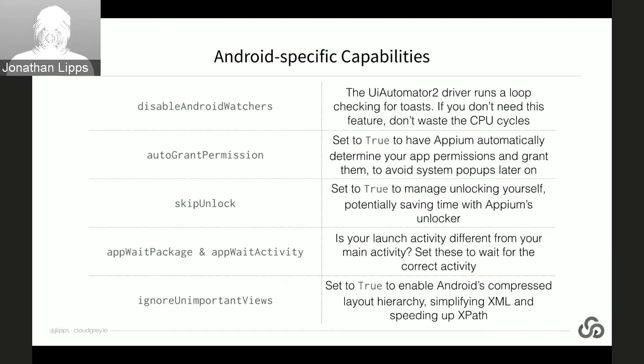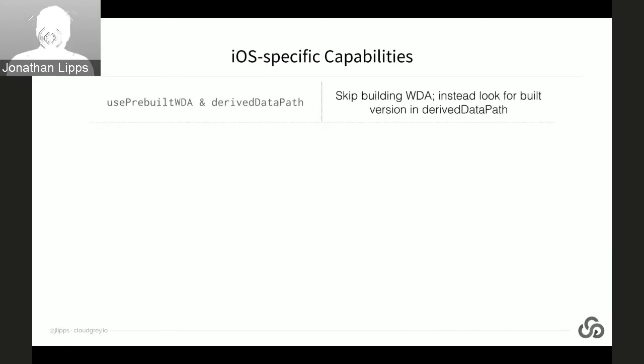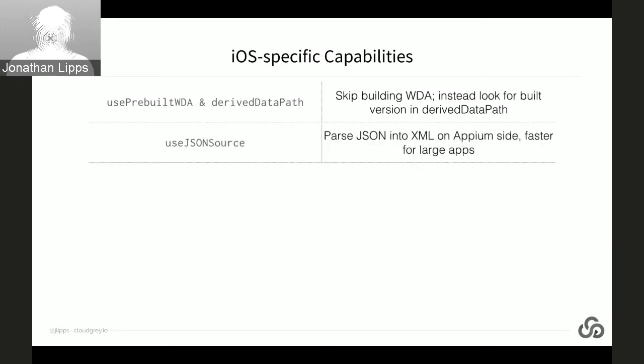Finally, there's a capability called Ignore Unimportant Views, which basically toggles an Android switch, which generates a smaller UI hierarchy, which is a little faster to deal with, especially if you're using lots of XPath. On the iOS side, you can skip Appium building WebDriverAgent on its own if you have one that you've built, and you can just have Appium use it, which can save a little time. You can try the use JSON source capability if you're running into speed issues with XPath queries.